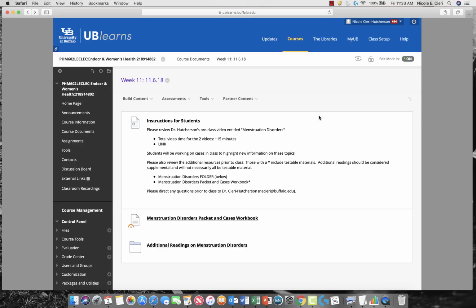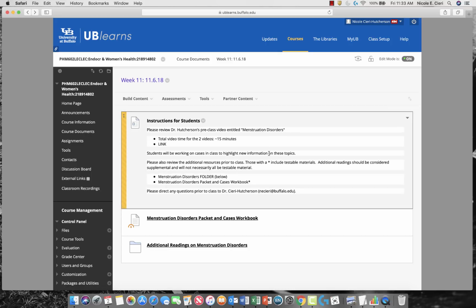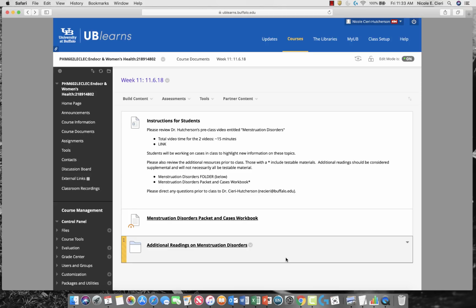cases. So similar to the contraception packet and workbook, there are instructions on UB Learns, the cases workbook, and some additional readings. Similar to contraception, the testable material is going to be the information in this video as well as the packet and cases workbook. There is a folder with additional reading on menstruation disorders, and there's additional readings in your book if you wish to know more information about any of the topics we talk about.